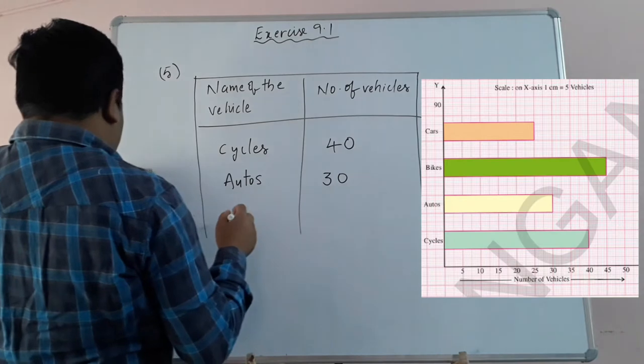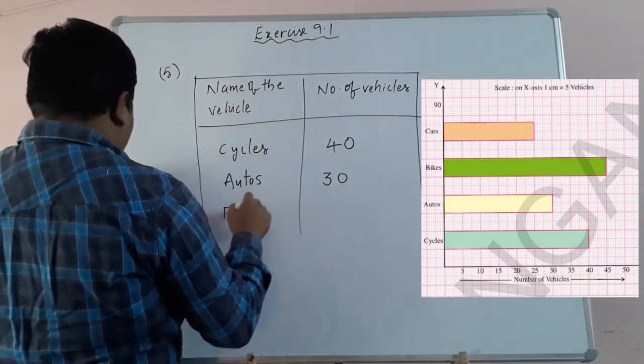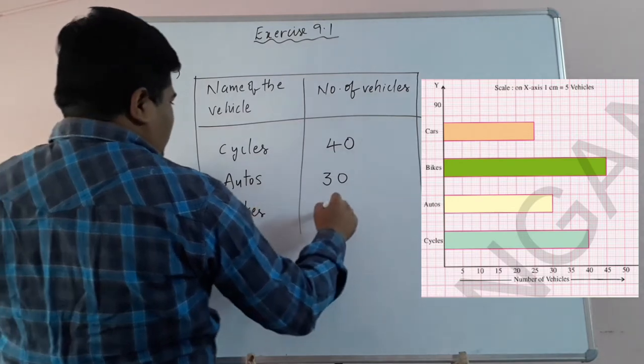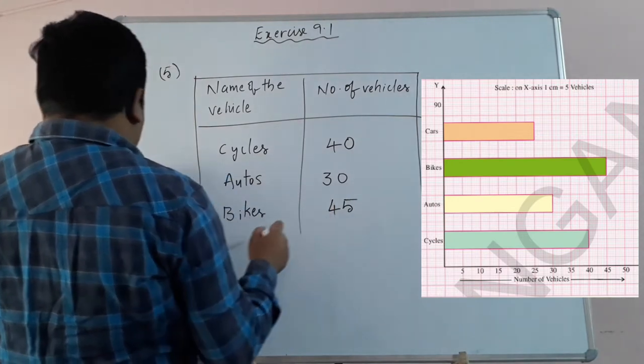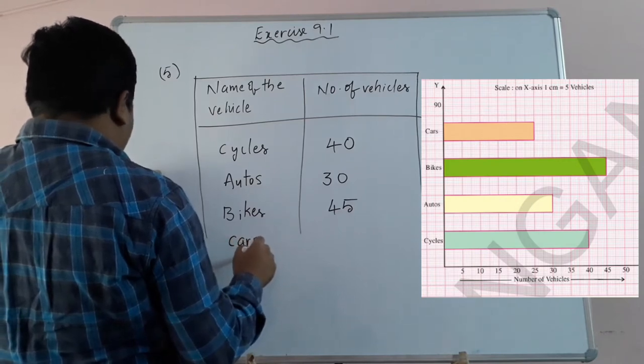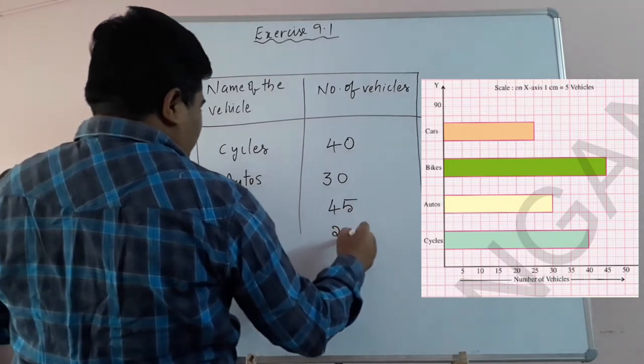Okay. So next, the number of bikes. How many bikes are there? So that is reaching 45. Okay. So 45 bikes are there. And next, cars. How many cars are there, children? Number of cars is 25. Okay.